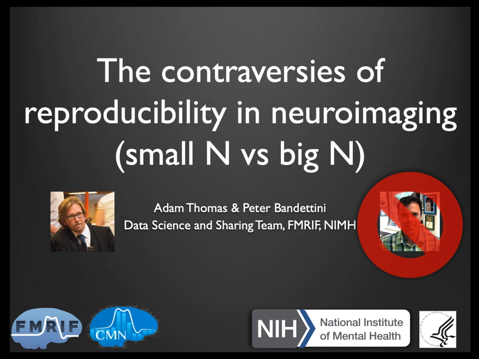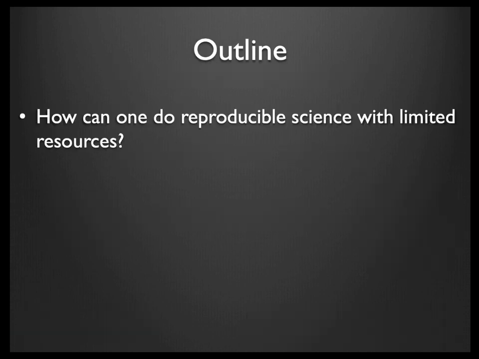Okay, coming back to the controversies of reproducibility in neuroimaging, the small n versus big N question. So outline of what I'm going to talk to you about today. So first of all, how can one do reproducible science with limited resources? This was kind of at the end of my last bullet.